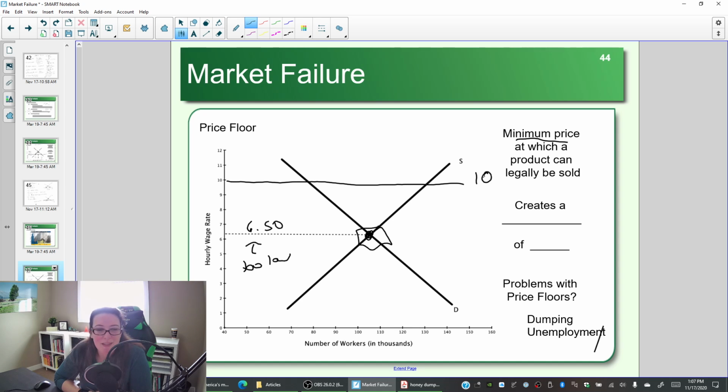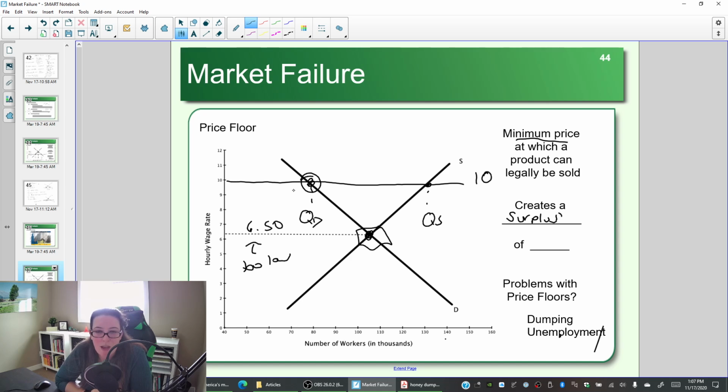So what happens? Well, if we set this price floor at $10, we're no longer at equilibrium. Here we have our quantity supplied. Here we have our quantity demanded. The amount of people who are willing to work is more, and the amount of people that businesses are willing to hire is less. So quantity supplied is more than quantity demanded. We have a surplus of people willing to work, but we have fewer jobs available.